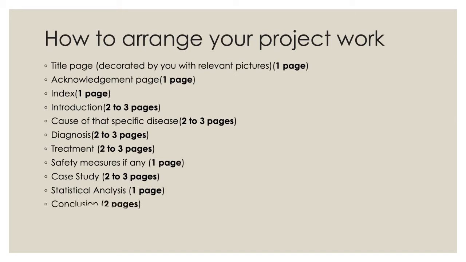Now conclusion, you have to conclude the whole project in 2 pages and it should be written in your own words. And the last one is the bibliography page. Wherever you get information in your whole project, in the bibliography part you have to write the name of the book and the name of the author of the book. Otherwise, if you have taken the information from any website, you have to name that specific website also. Okay, now total pages will be around 20 to 25 for your project.